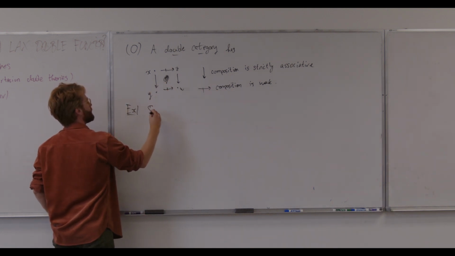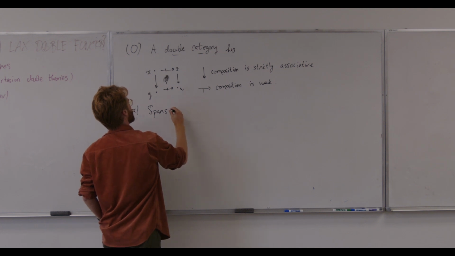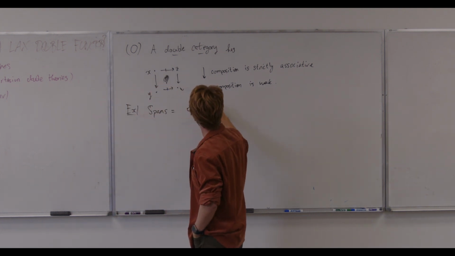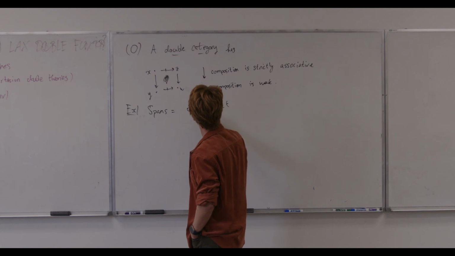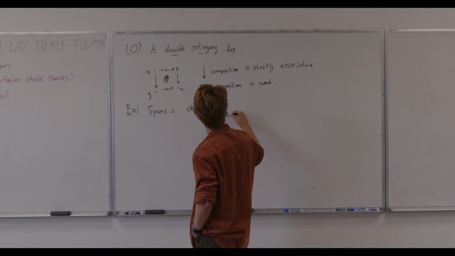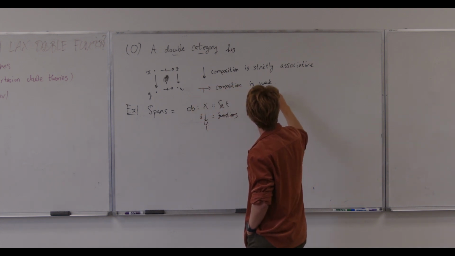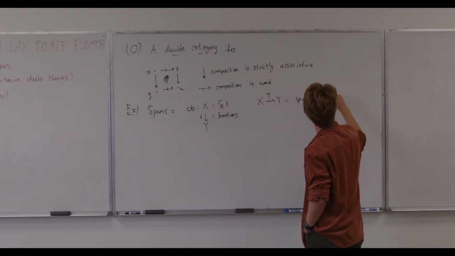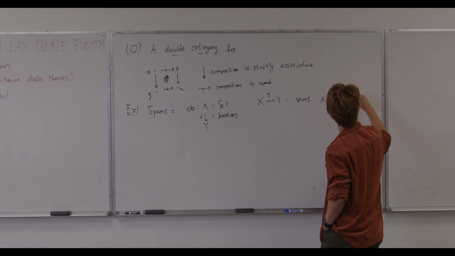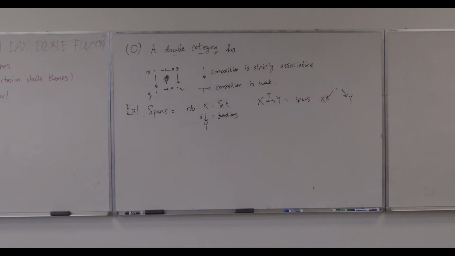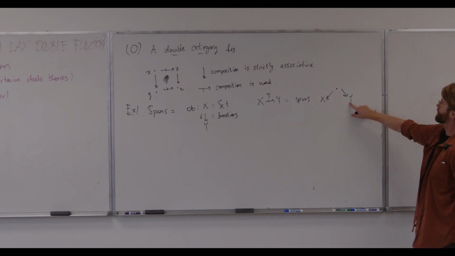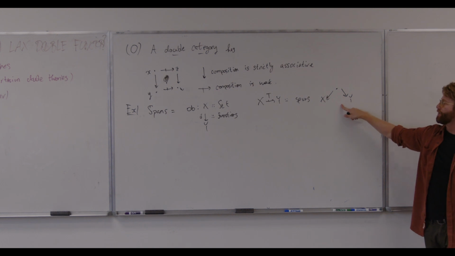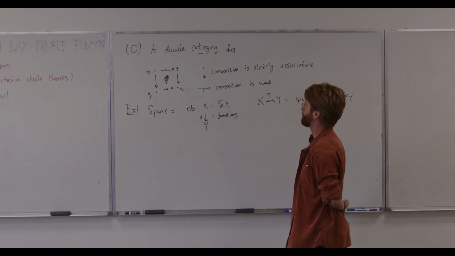So for instance, the double category of spans of sets has objects, sets, vertical morphisms, functions, and horizontal morphisms, spans of sets, which means a third set over x and over y. If those two morphisms from that third set that I haven't named are jointly injective, monomorphic, then this is a relation. So this could be, for instance, a relation, and squares are maps of spans.